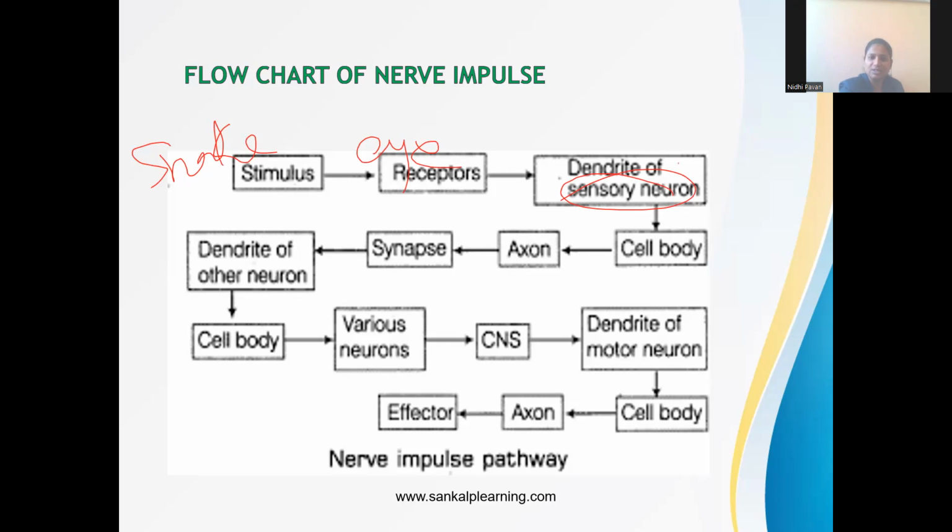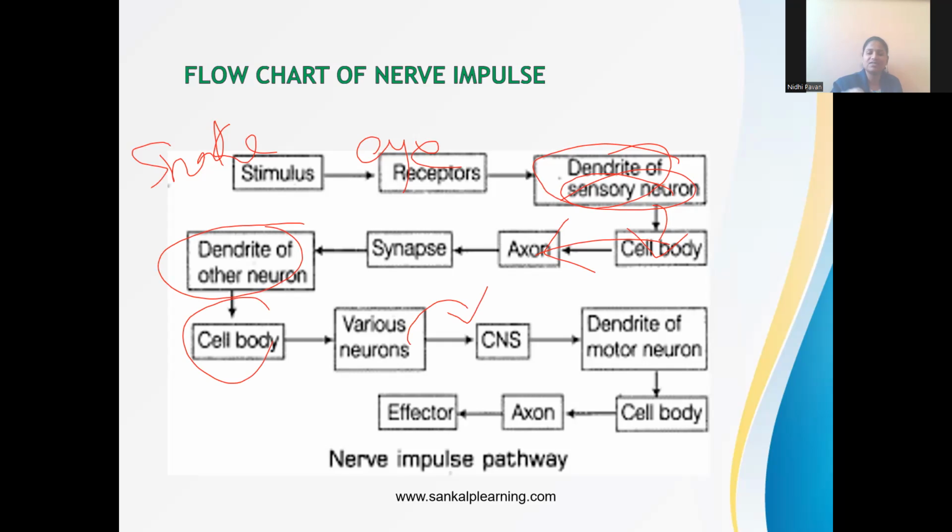The dendrite of sensory neurons passes that signal to the cell body. From the cell body to the axon, from the axon to the synapse. That is when it will meet the other sensory neuron. That junction is called the synapse. From the synapse to the dendrite of the other neuron, and again the cell body of the other neuron. Like this, it passes through various neurons. Then it passes to the CNS, that is nothing but the central nervous system.